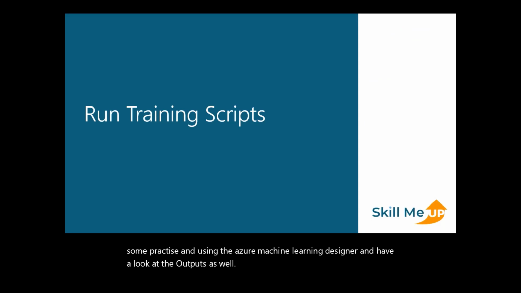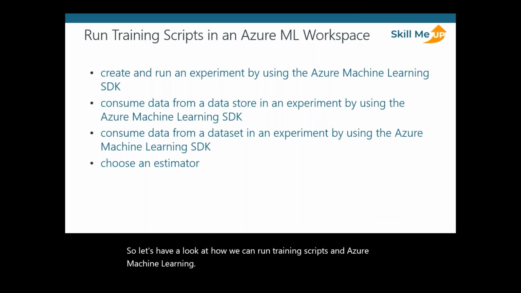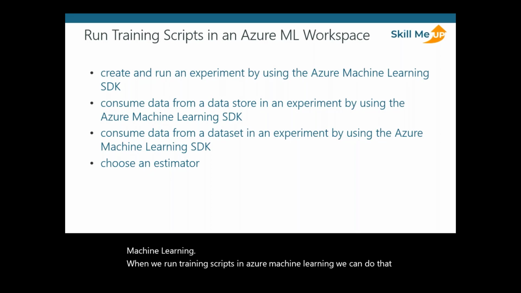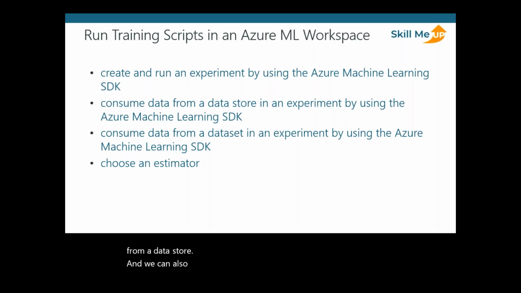So let's have a look at how we can run training scripts in Azure Machine Learning. When we run training scripts in Azure Machine Learning, we can do that using the Azure Machine Learning SDK. We can also use the Azure Machine Learning SDK to consume data from a data store. And we can also use the Python SDK to set up and consume data from a data set. The data sets are made available through the data store.